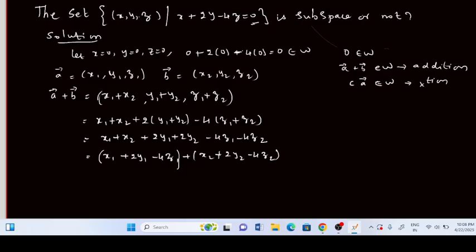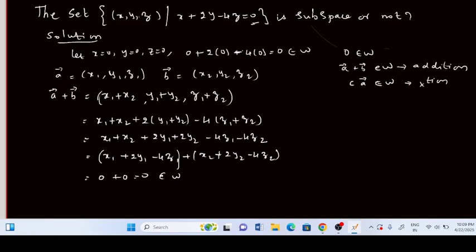And we can write this as 0 plus 0. Why can we write it as 0? Because the given equation is x plus 2y minus 4z equal to 0. We substitute here, so we get equal to 0. So the addition vector belongs to W, subspace.